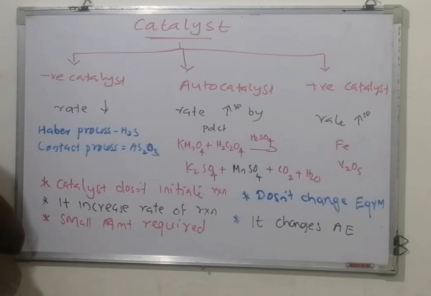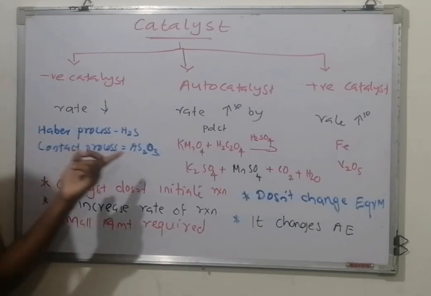Negative catalyst is a chemical substance which is added to the reaction mixture to suppress the speed of the reaction. We need such a situation. If you want to suppress a reaction, you add the negative catalyst. Autocatalyst is another rare idea where one of the products in the reaction will act as the catalyst.